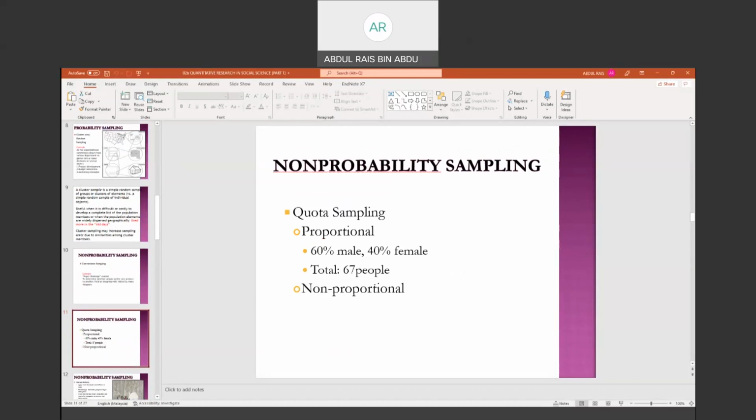Second type is called non-probability sampling, is the quota sampling.